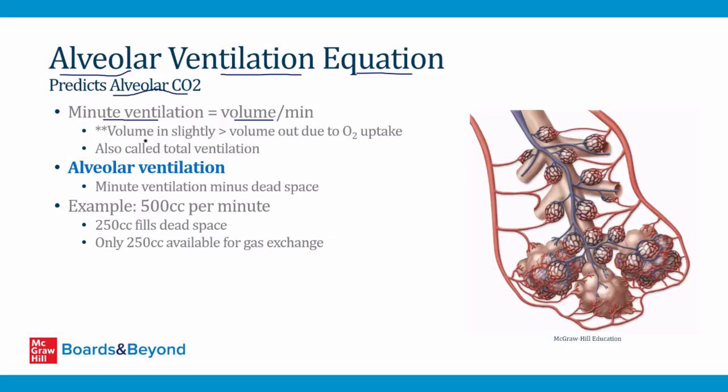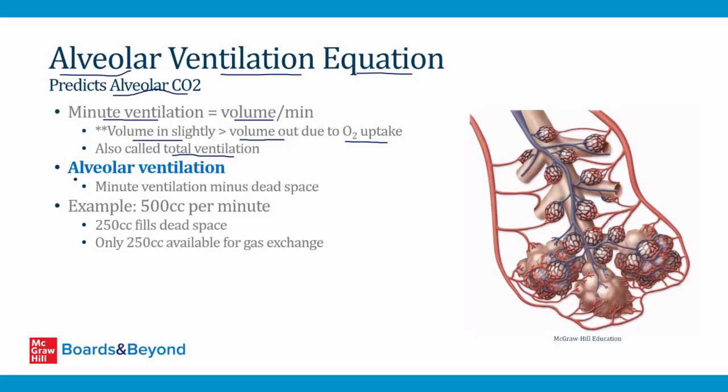And just an aside here, but the volume we breathe in is slightly greater than the volume that goes out. That's because some of the oxygen we breathe in is taken up by our bloodstream, and therefore it's not present in the volume of air that goes out. And just a terminology thing here, but minute ventilation is also sometimes called total ventilation. That's because it's the total amount of gas going in and out of our lungs.